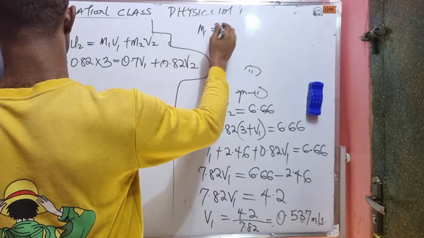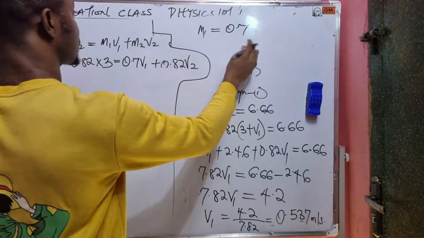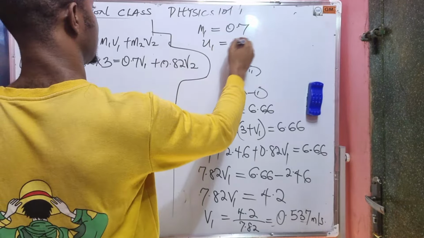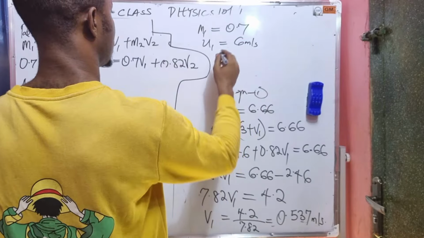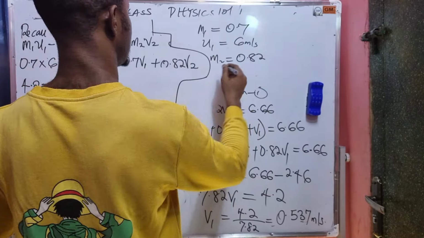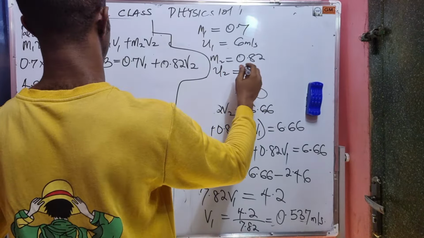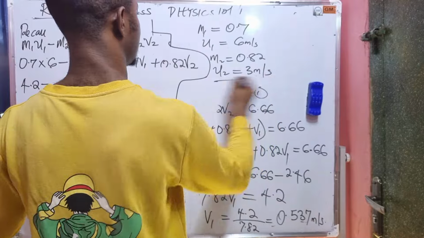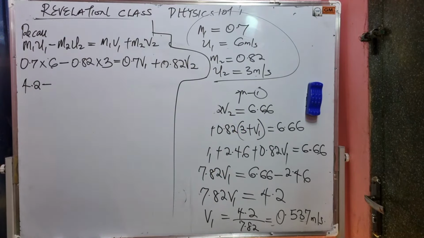Okay. Let me repeat again. Our M1 is 0.7. Our U1 is 6 meters per second. Our M2 is 0.82. Our U2 is 3 meters per second. Please don't forget, right? Let's verify again. A ball of mass 0.7 kilogram, the speed is 6 meters per second, collide with a toy coaster of mass 0.82. Okay, the velocity there is 3 meters per second.